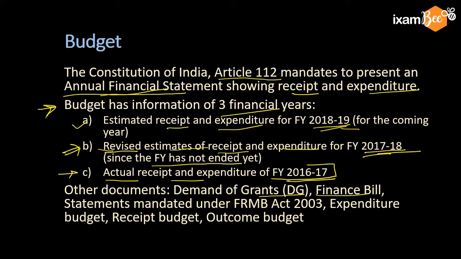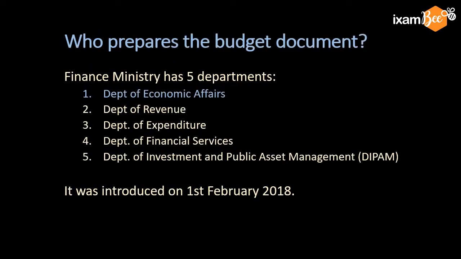Other documents with the budget are demand for grants, finance bill, statement mandated under the FRBM Act 2003, expenditure budget, receipt budget and outcome budget. This time the budget was presented on 1st February 2018. This answers one question: who prepares the budget document? The Finance Ministry has 5 departments and the budget is prepared by the Department of Economic Affairs.